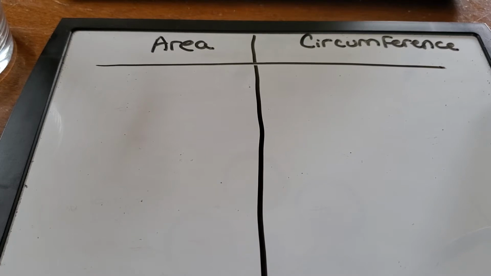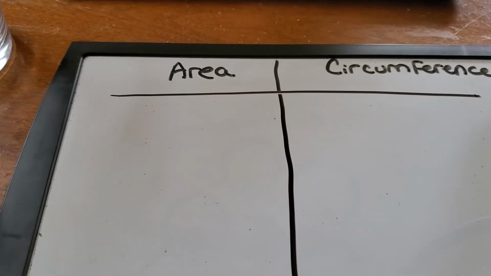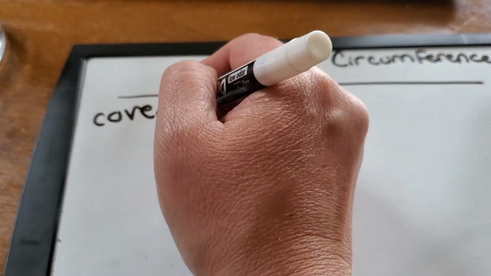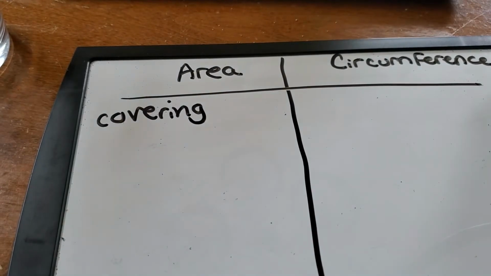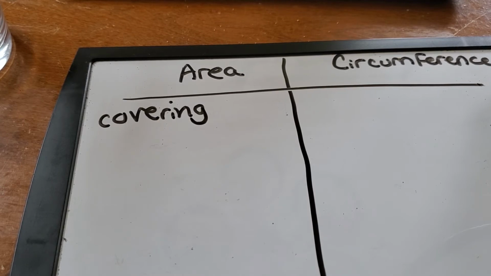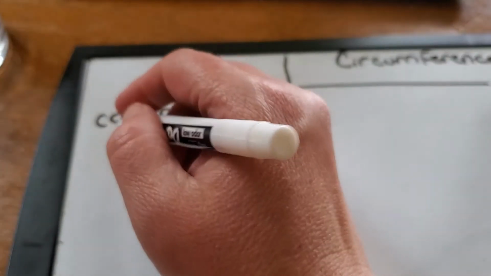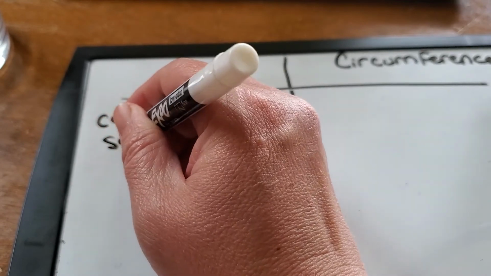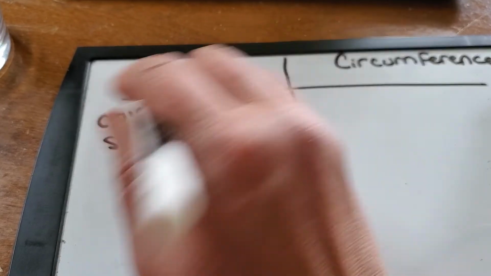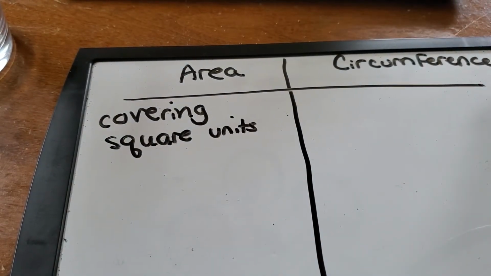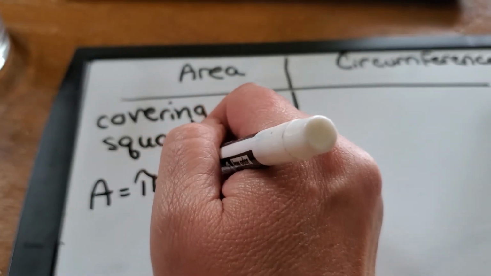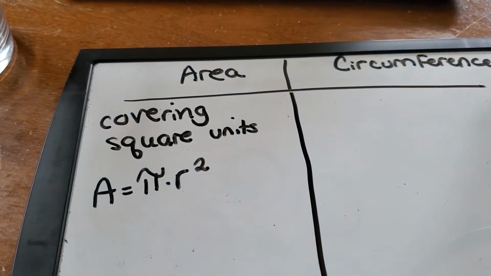So remember, area always talks about covering something. Like if you're carpeting a floor, if you're laying grass seed on the lawn, if you are covering your pool or painting something. Area always talks about covering something. And it always gets measured in square units, square inches, square centimeters, square feet. And the formula for area is area equals pi times the radius squared.